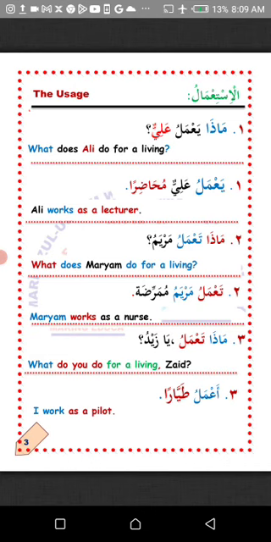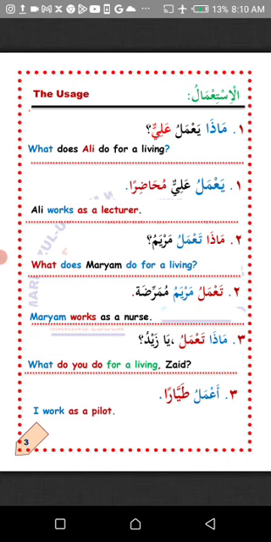Ithnan, number two. ماذا تعمل مريم؟ What does Maryam do for a living? Now the answer. تعمل مريم ممرضة. So Maryam works as a nurse.